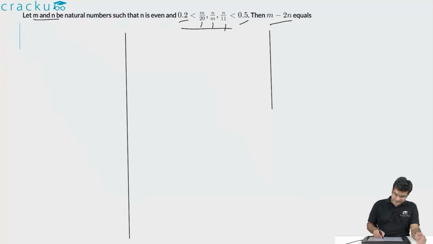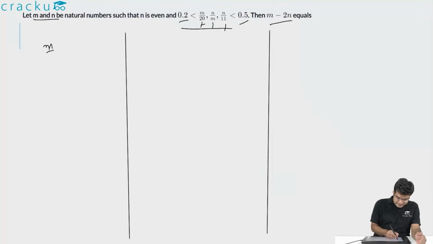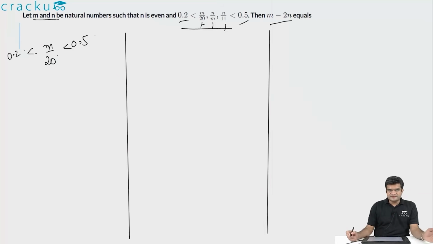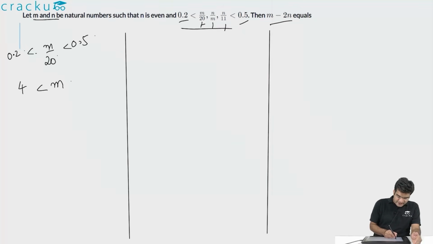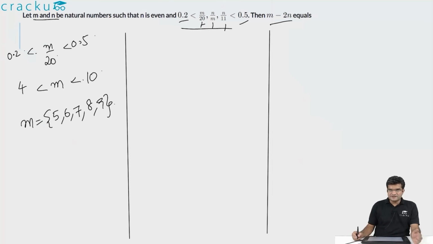The first inequality says that m by 20 is greater than 0.2 and less than 0.5. So let us multiply the entire inequality by 20. So m is greater than 0.2 into 20, that is equal to 4, and it is less than 20 into 0.5, that is equal to 10. So what are the possible values that m can take? Because we know that m is a natural number, m can be either 5 or 6 or 7 or 8 or 9.